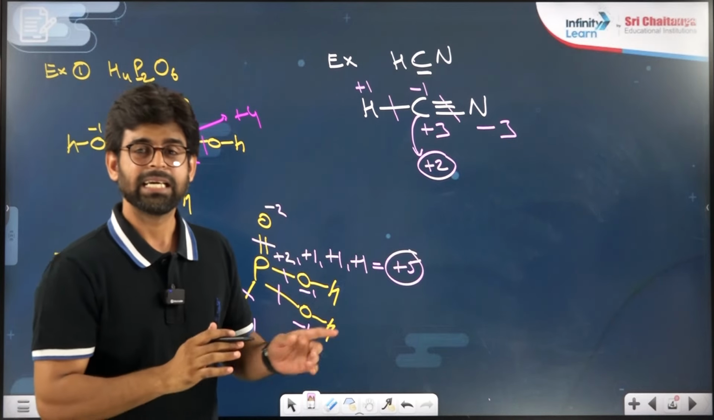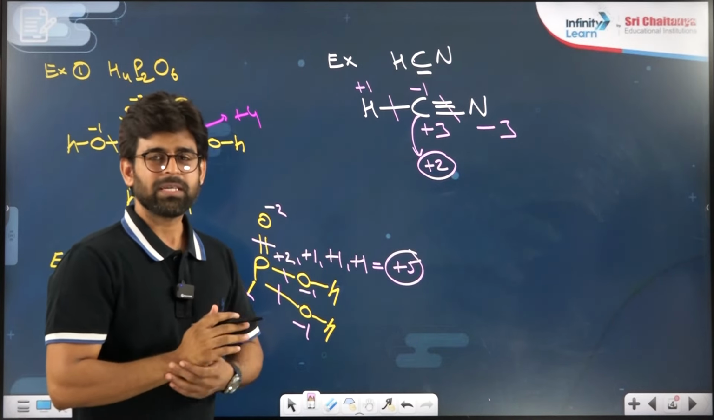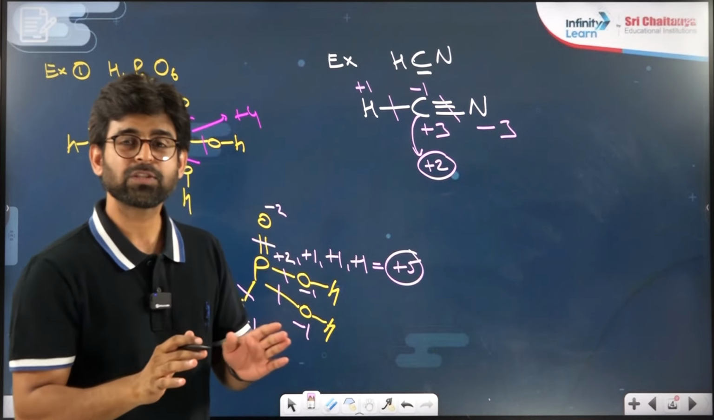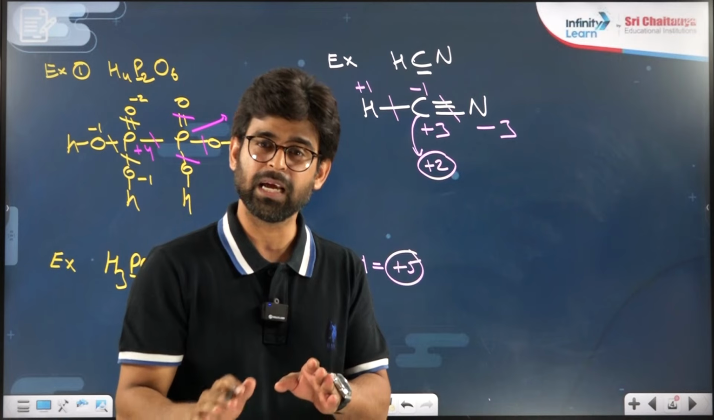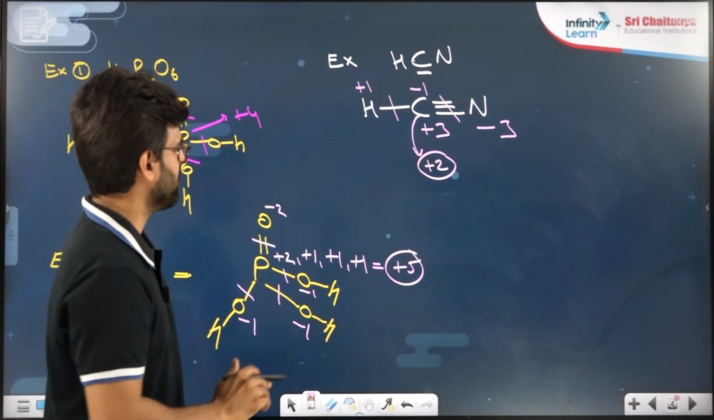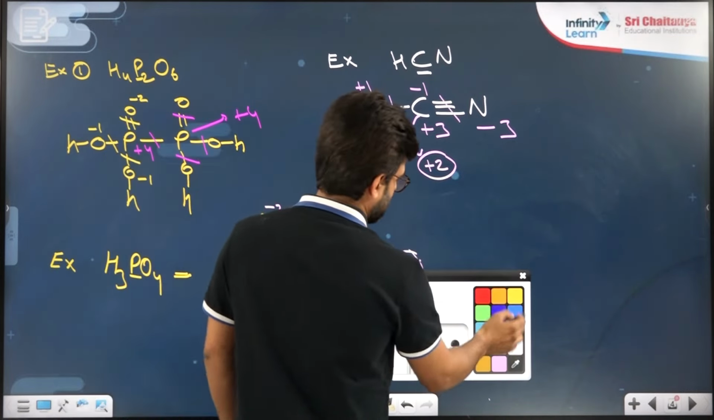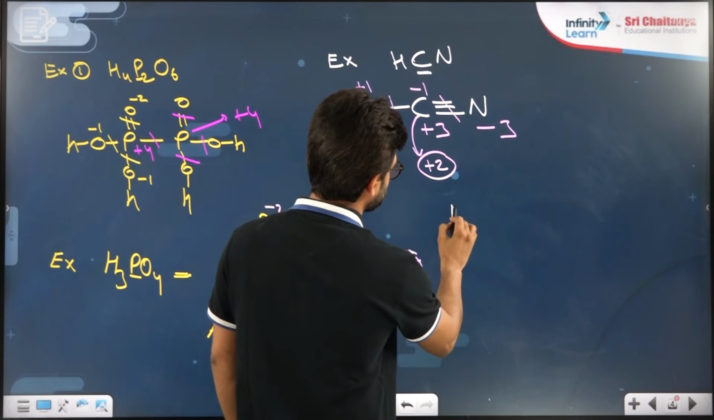And as I said, here all bonds are only simple covalent bonds, no coordinate bonds, so no use of rule number 3 and rule number 4, just rules 1 and 2. Fine. Okay. Next, we can take one more example here.